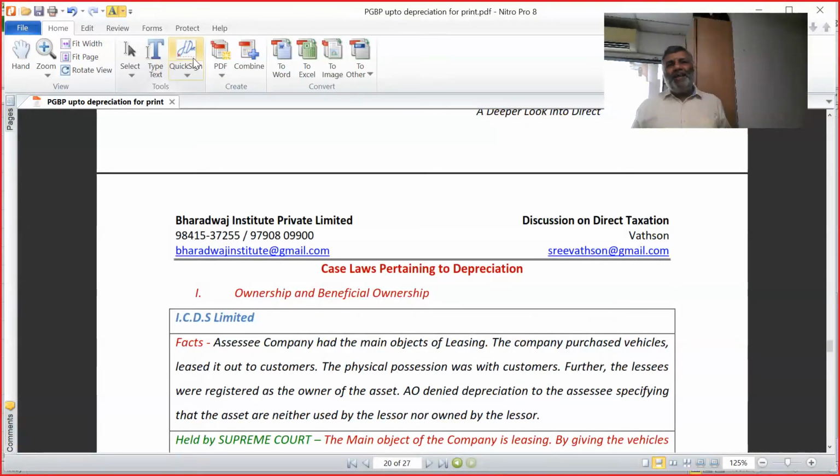Assessing officer said lessor cannot claim depreciation on 2 grounds. One, the title deeds are in the name of lessee. Two, the asset is used by the lessee. So lessor cannot claim depreciation. You see, is the assessing officer correct?